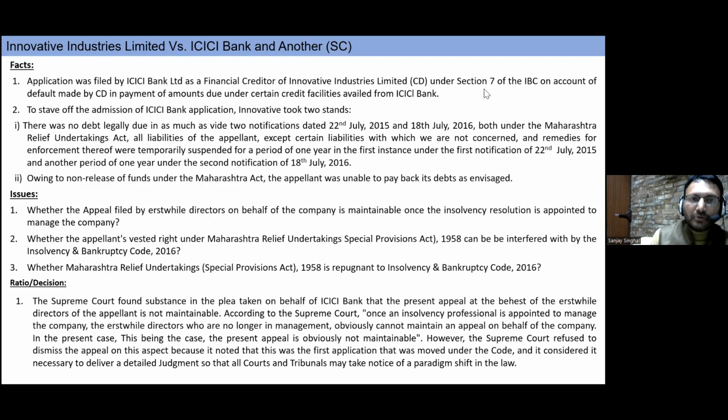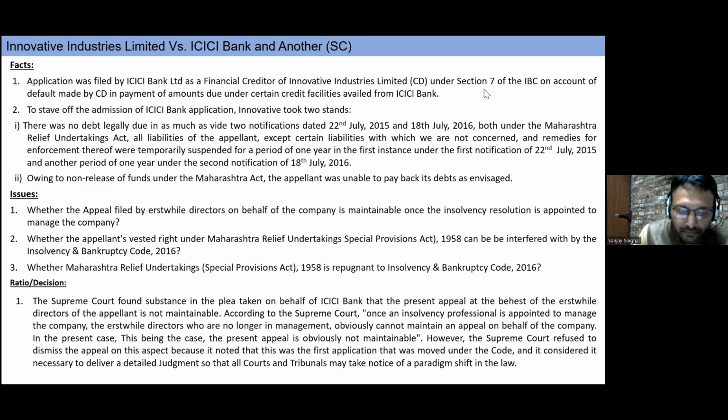Basically, if there was a sick unit, an industry or a company which was not able to pay its debt, the state government provided protection under this act. They provided relief or a moratorium for 1 year in the first instance for payment of debt, and it can be extended up to 15 years. And the state government can take over that company as well, if required, so that employment can be saved in the state of Maharashtra.